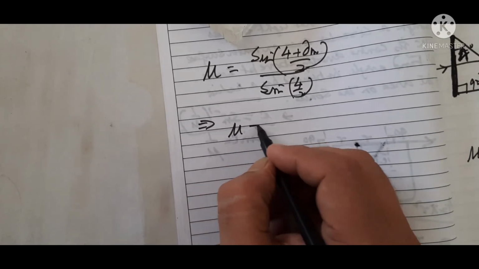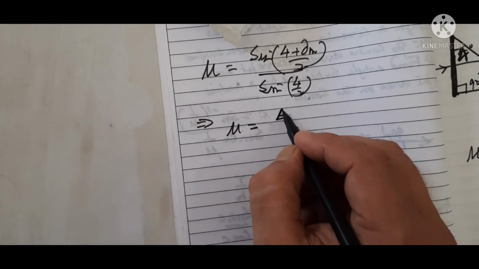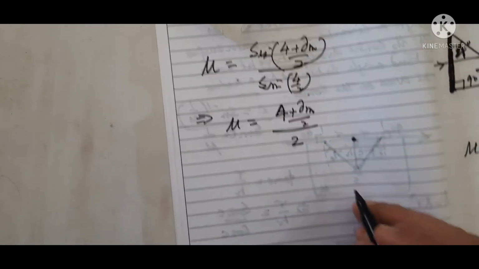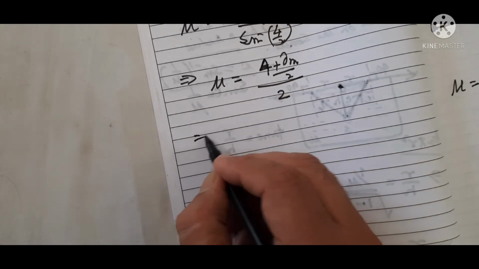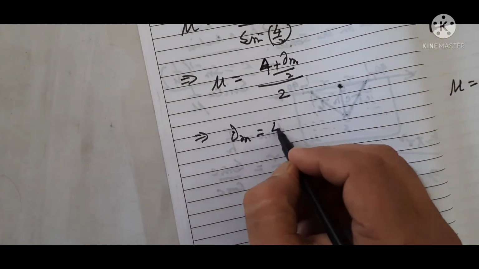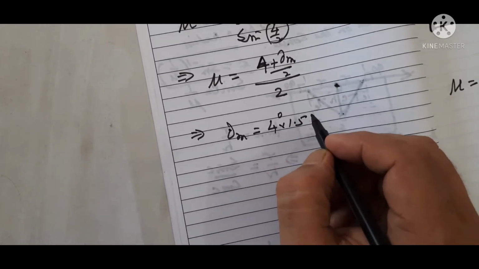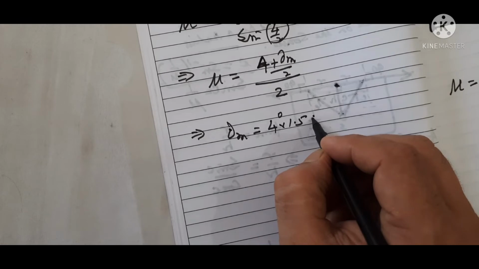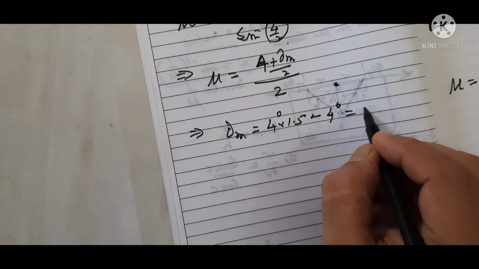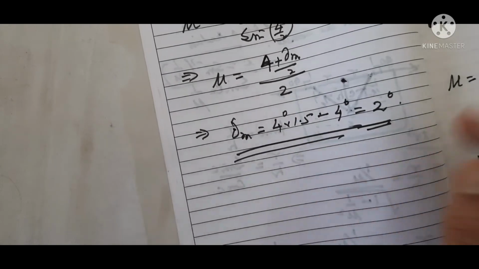So we can write mu is equal to 4 plus del m by 2 by 2, like that. And from here you can easily find out del m is equal to 4 degree into 1.5. Just you calculate, minus 4 degree, that is equal to 2 degree. Del m will be 2 degree. That should be the answer.